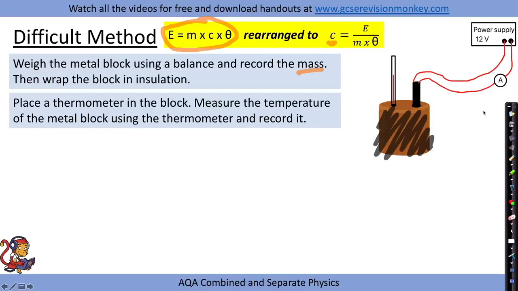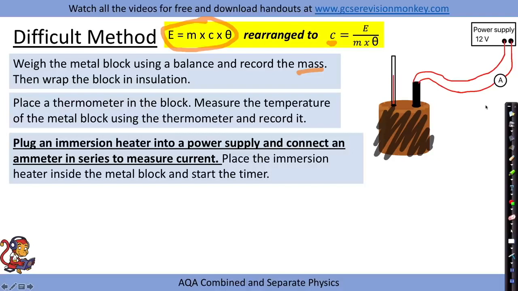The next step is slightly different, however. This time we're going to plug an immersion heater into a power supply and connect an ammeter here in series to measure the current.